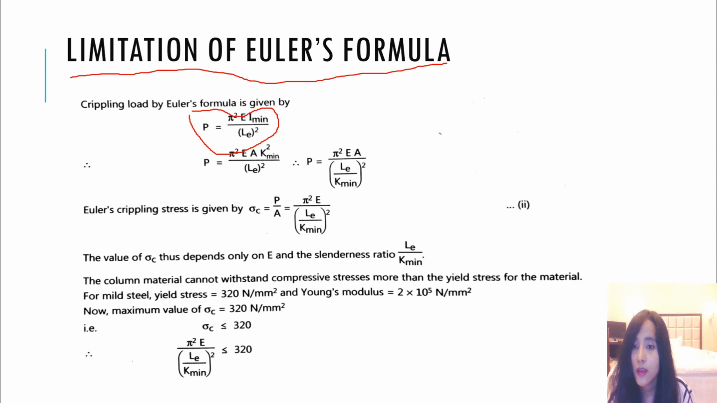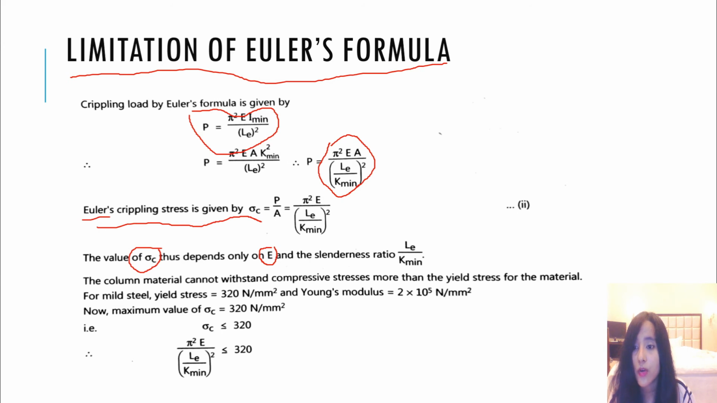And let us directly see. Okay, now Euler's crippling stress sigma c is given by P by A. Okay, where P is equal to this value here by A. Okay, now the value of sigma c thus depends upon E and the slenderness ratio LE by K minimum. Okay, जो value of sigma c क्या है? It is the Euler's crippling stress, and it will depend upon value of E, Young's modulus, and slenderness ratio LE by K minimum.